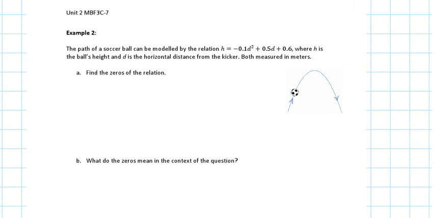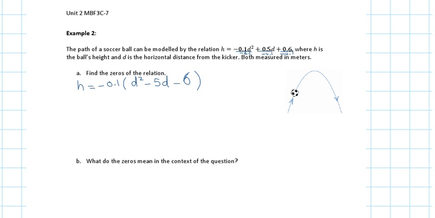That's right. Remember, zeros means factored form. Write it somewhere where you remember it. When they're asking you for the zeros, you're looking for the factored form. Okay? So, factored form, first thing I want to look at is common factoring. In this case, that's going to be negative 0.1. If I divide each term by negative 0.1, I'm going to get d squared minus 5d minus 6.